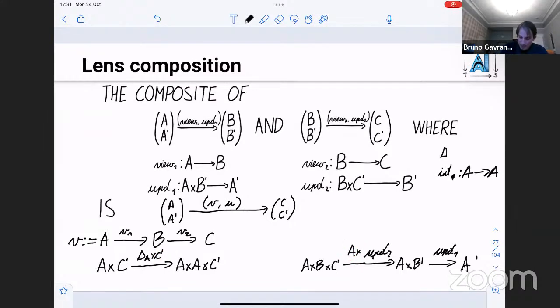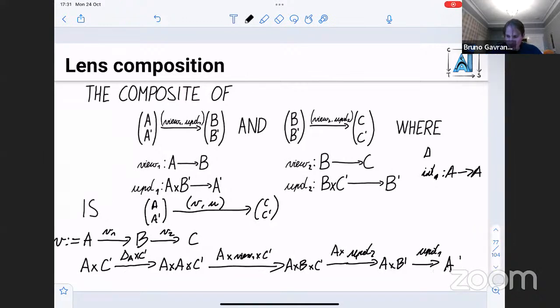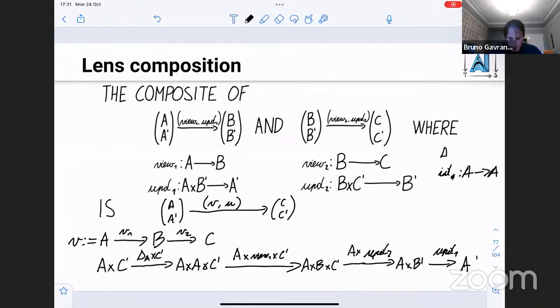Okay, and now we're getting quite close. So from this to get to this, we really need to just apply view one on the middle A. So I'm going to write identity on A times view one times C prime. Okay, so this might seem like a very long and arduous process, and you might be wondering why we're doing this.